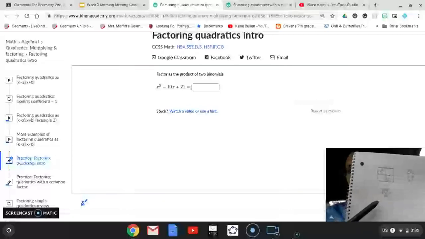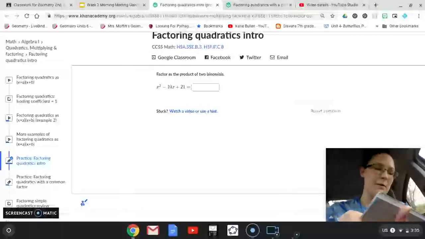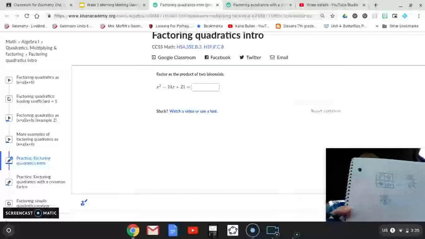So the X now tells me what needs to go in my box here. I had negative 3 and negative 7. So in my box, I'm going to put negative 3x and negative 7x. And it doesn't matter.